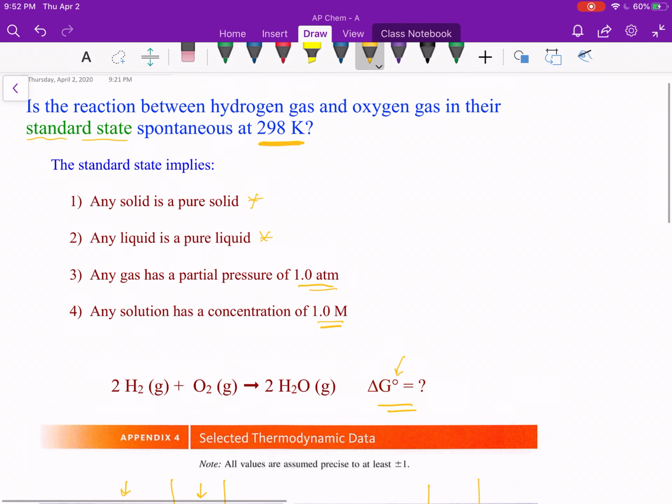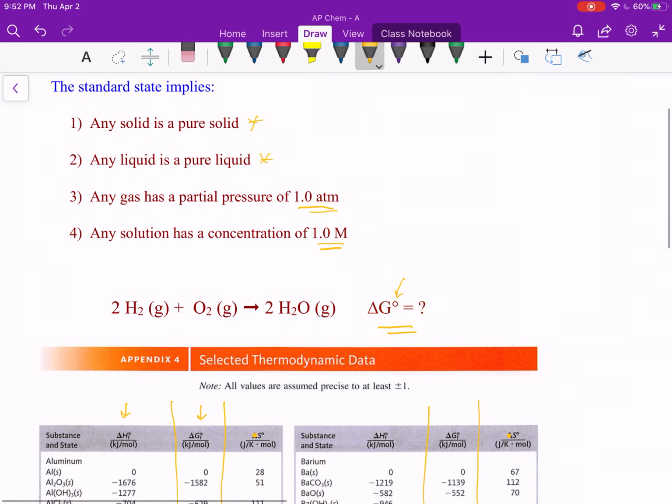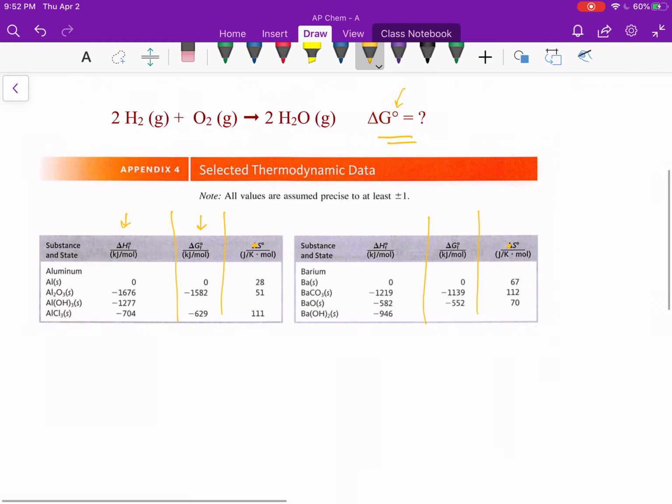The great thing about the back of the book is it makes life easy for us. The bad thing is it's only relevant if the reaction is taking place at 298. We can't use the data in the back of the book for delta G if the reaction is occurring at a different temperature. But since this reaction is occurring at 298, we can use delta G. Delta G we find like we would delta H if we're using the back of the book and using formation.